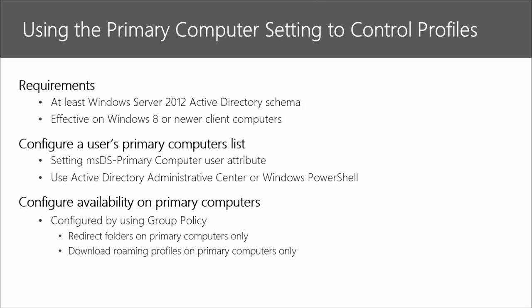One new feature in Windows 8 to be aware of is a new feature for profiles called the primary computer setting. This allows you to say to which computers or devices you want to allow the user to have the roaming profile. This is something that you set up in Active Directory. It's called the msDS-PrimaryComputer attribute. You set that up in a user's attribute list in the user account, and then you specify which computers will have the roaming profile.